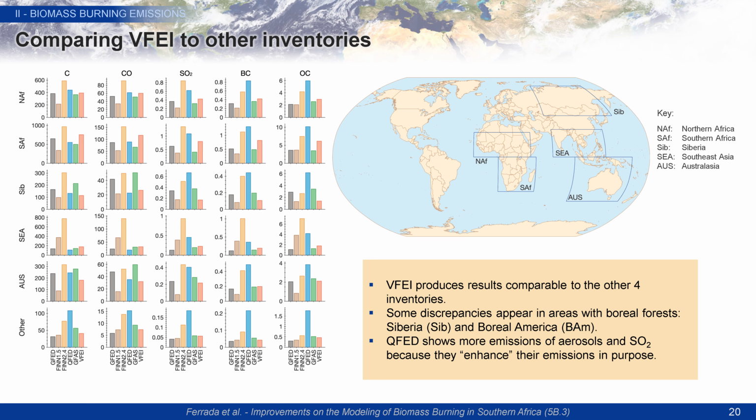However, we make use of the emission factors for boreal forests introduced recently by Andreae 2019, and the regions of Siberia and Boreal America are the ones with the major differences among the inventories. This is a region that has large uncertainties because these emission factors are relatively new, so probably there are still some uncertainties for this biome. But just to remember, all the inventories are estimations and no observations are provided in this figure.